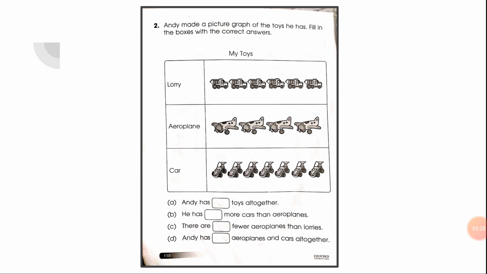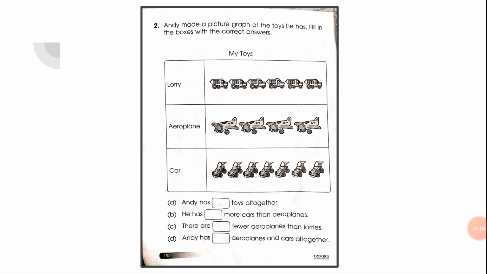Now hold your pencils. Put your finger on part A. Andy has dash toys all together. Okay, how many lorries are there? 6. Aeroplanes, 4. 6 plus 4 is 10. Now how many cars are there? 7. So 10 plus 7 is 17. So Andy has how many toys? 17. So you will write down inside the box 17.